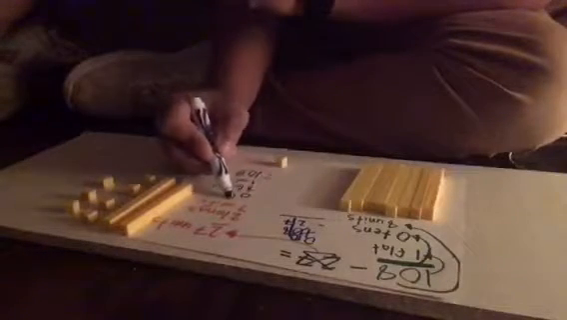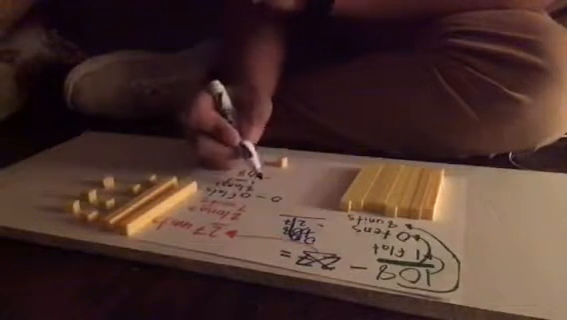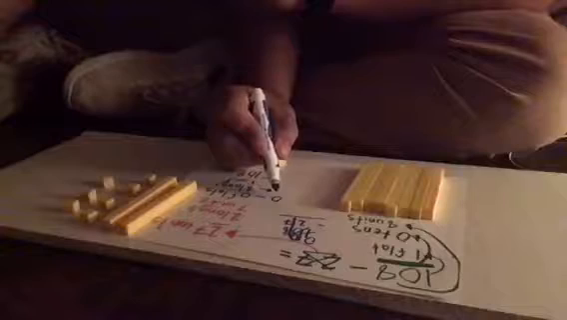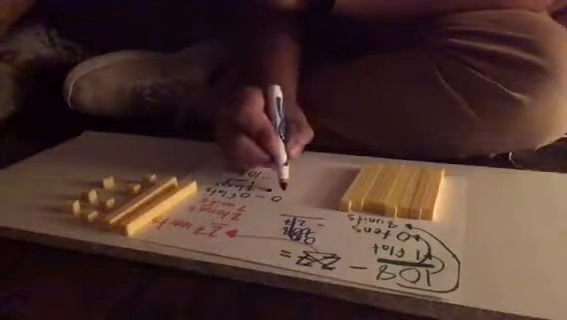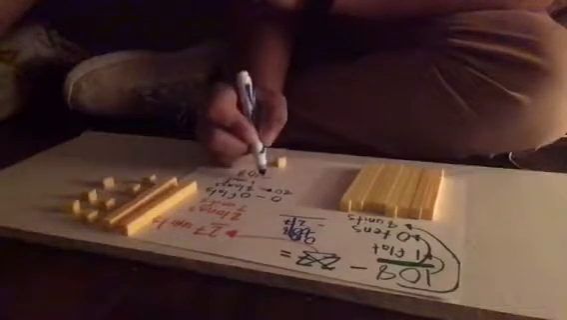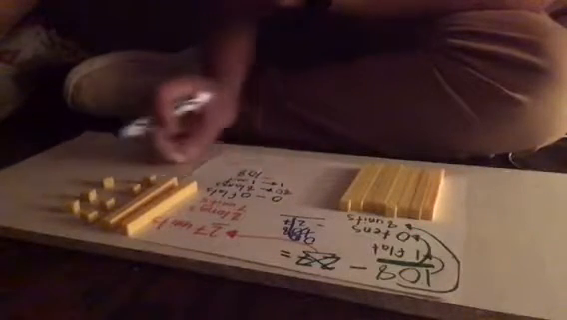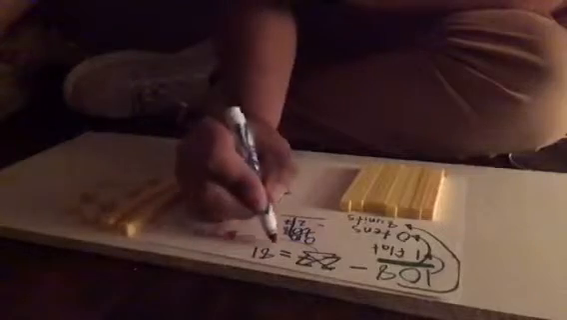And look, now I have 0 flats. So if I was to change this to numbers, I will have 0 for my hundreds. I will have 80 to represent my 8 longs, and I would have 1 to represent my units. So this says that 108 minus 27 equals 81.